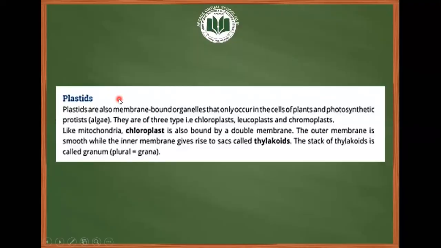They are also membrane-bound organelles that occur in the cells of plants and photosynthetic protists, particularly algae. There are three types: chloroplast, leucoplast, and chromoplast. Like mitochondria, chloroplast is also bound by a double membrane, one outer membrane and one inner membrane. The outer membrane is smooth, while the inner membrane gives rise to sac-like structures. These are known as thylakoids. The stack of thylakoids is known as granum.